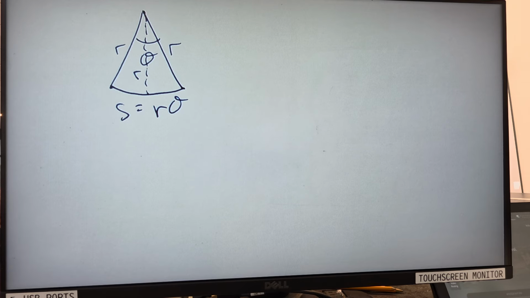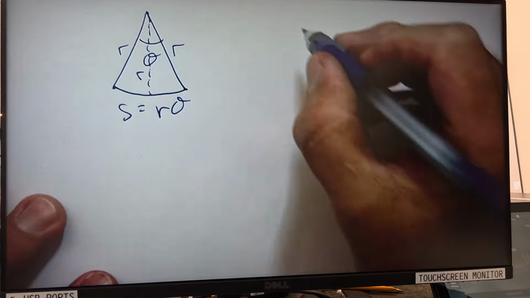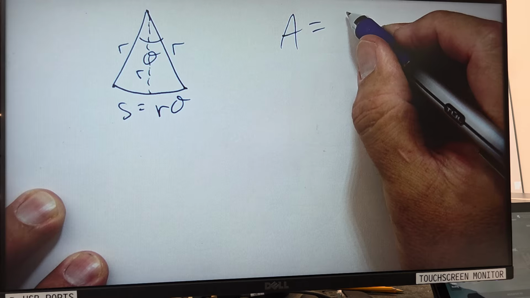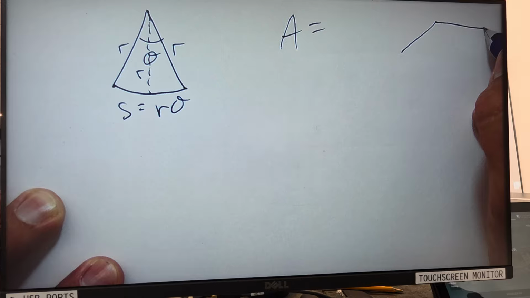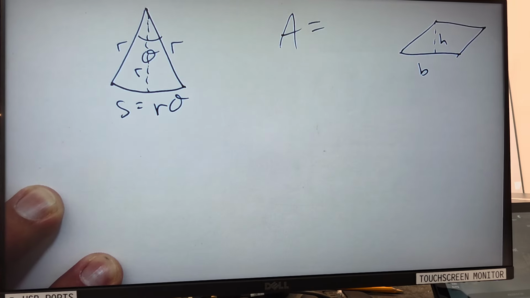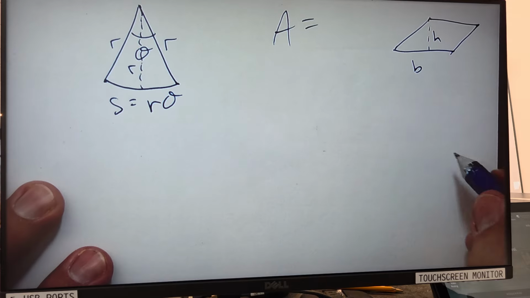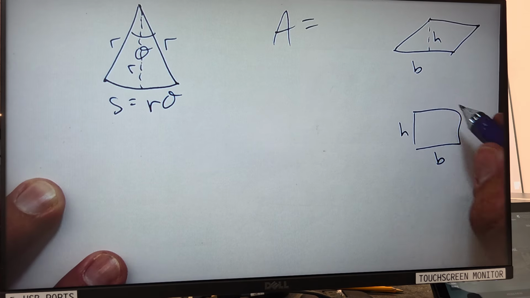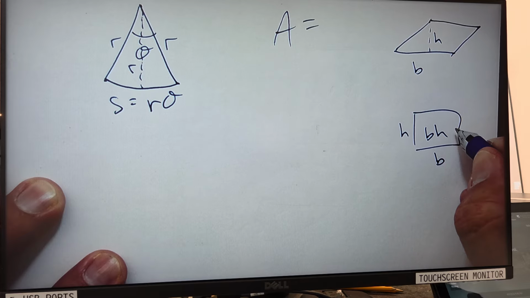So what is the area formula for a triangle? Let's pretend like this is a triangle for a second. What's the area formula for a triangle? For a triangle, right? What's the area of a parallelogram? Do you guys remember? What's the area of a rectangle? If I write B and H, it's B times H, yes?